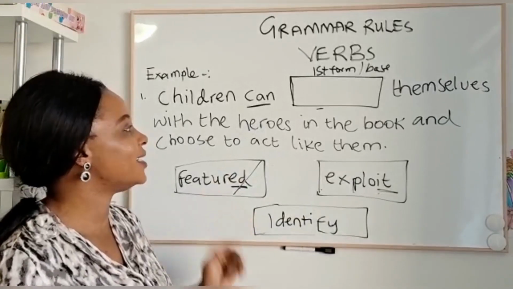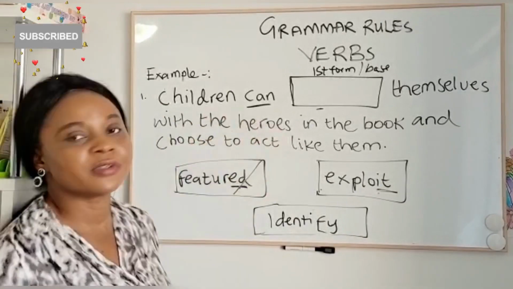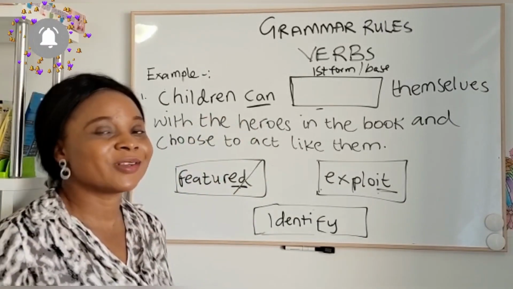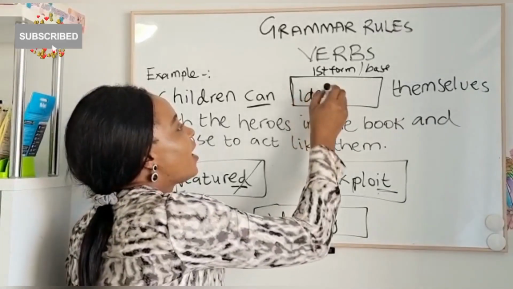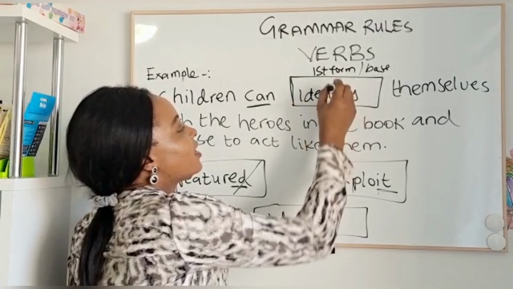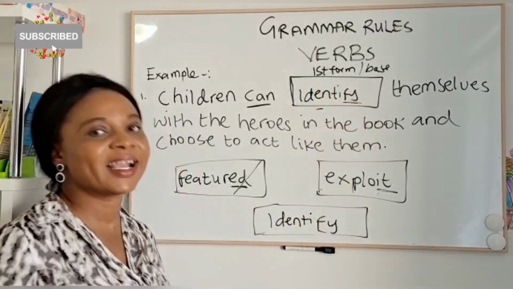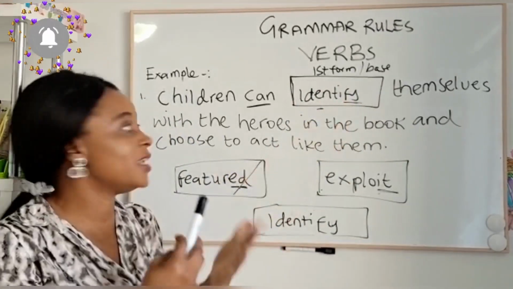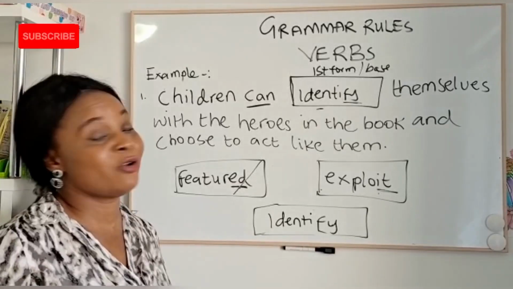But if we look at the word identify, children can identify themselves with the heroes. Of course, you can identify yourself with your heroes or your best actors and all that. So the right fit here will be identify. And you can agree with me that this is the first form of verb. It's not identified. So this is the first form of verb because it is a base form without ed or ing ending or s.